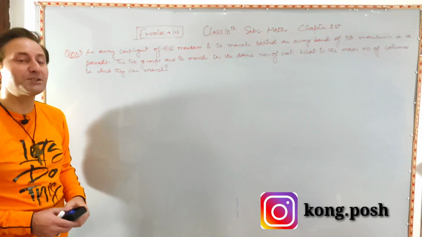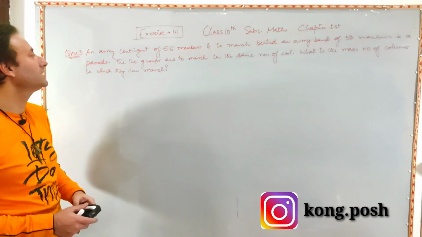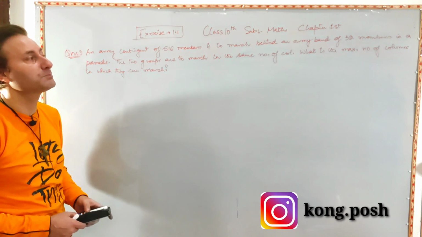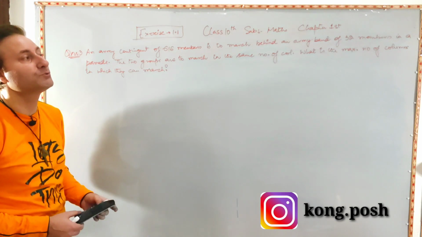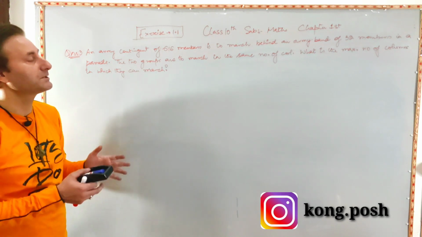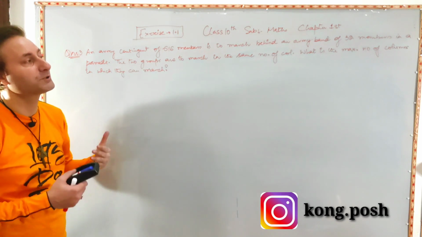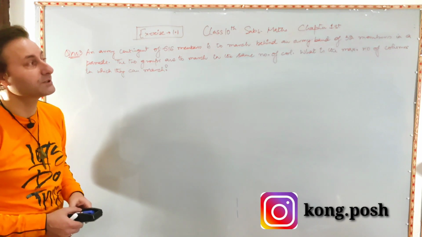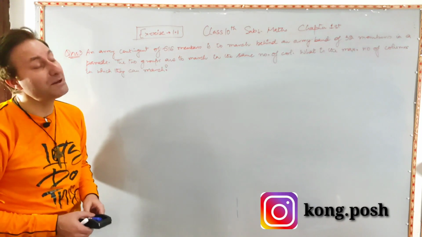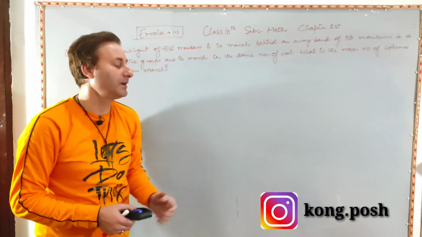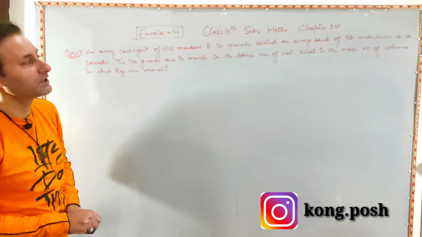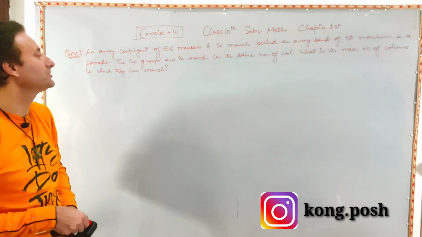Alright guys, so now the question number 3. The question number 3, it says an army contingent of 616 members is to march behind an army band of 32 members in a parade. So the first part is there are 616 members and they have to march behind 32 members of the army band. Now, the two groups are to march in the same number of columns. So this is important part, and the two groups, they have to march in the same number of columns. What is the maximum number of columns in which they can march?